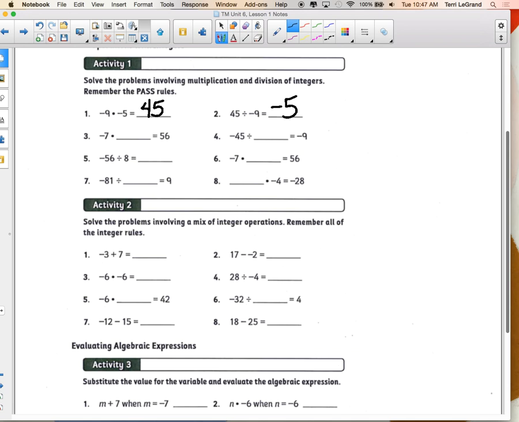Okay, now in this next one, number 3, let's look at the answer first of all. The answer says 56. Positive or negative? Positive. How do we get positives when we're multiplying? A positive times a positive and a negative times a negative. Well, since we have a negative 7, does that mean our other factor has to be negative? Yes, it does. So put the negative sign there first. And then say to yourself, what times 7 is 56? 8. So it's going to be negative 8.